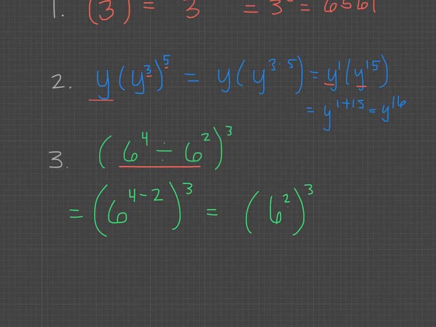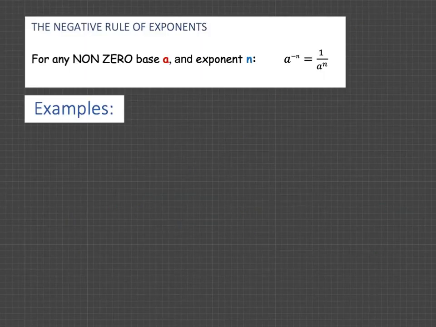We've got an exponent with an exponent. The power rule tells us to multiply. We get 6 to the 6th. And using the calculator to evaluate that, we get 46,656.